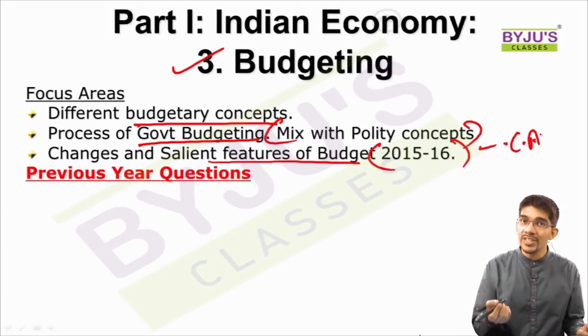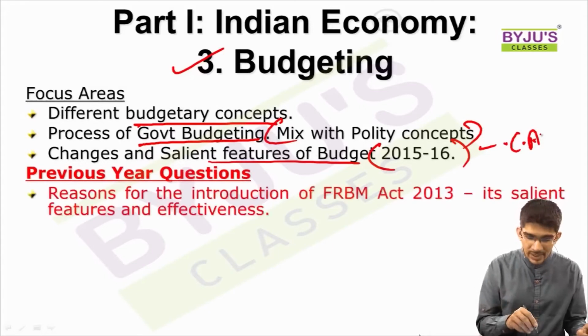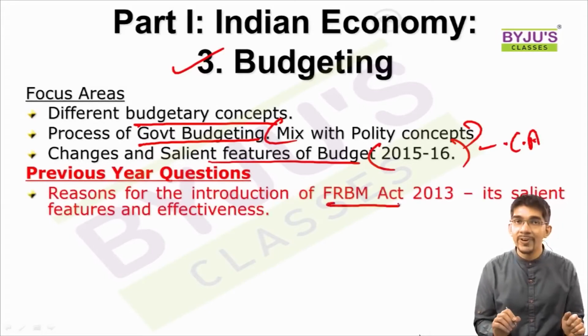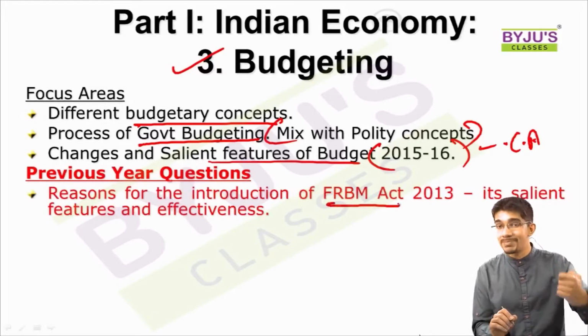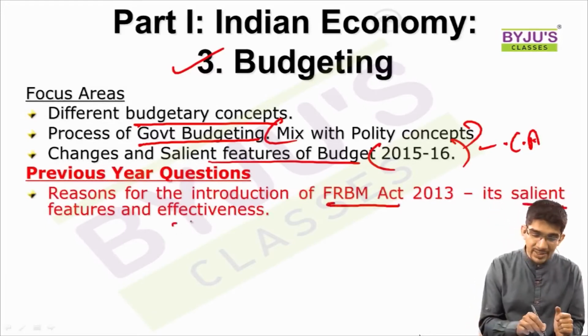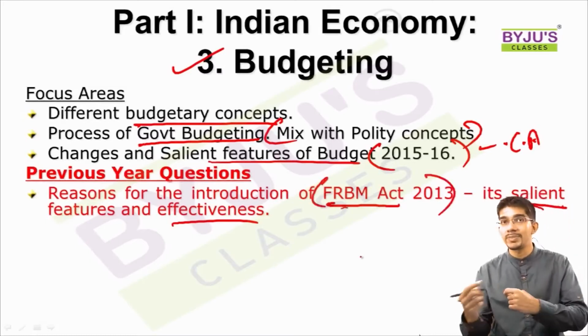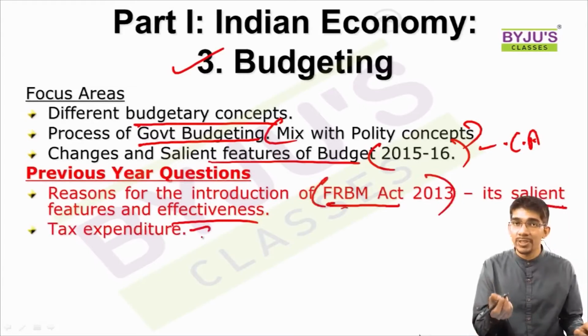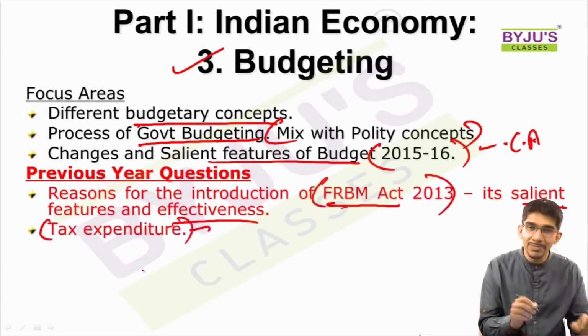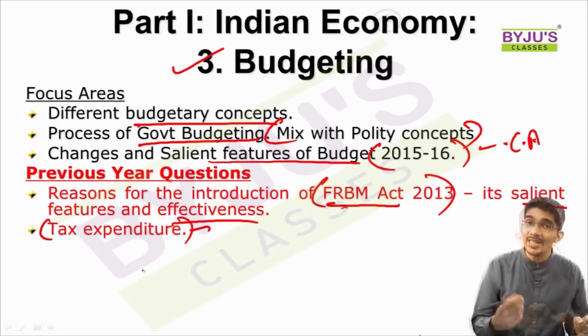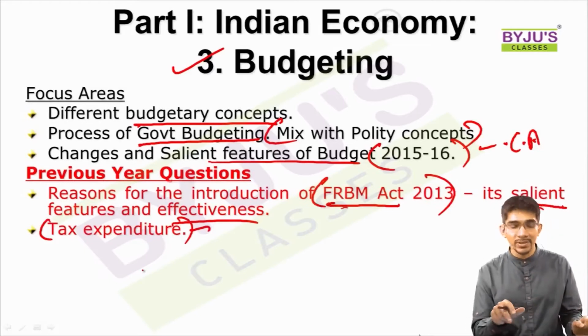Now let's look at the previous year questions to understand how this works. What is the reason for the FRBM Act, the Fiscal Responsibility and Budget Management Act? What are its salient features, effectiveness? So it is very much linked to the concept of budget and the latest development in budget making. Tax expenditure was another question asked. A very simple question, but a very conceptual question. So that is the kind of questions that we can expect from this part of the syllabus.